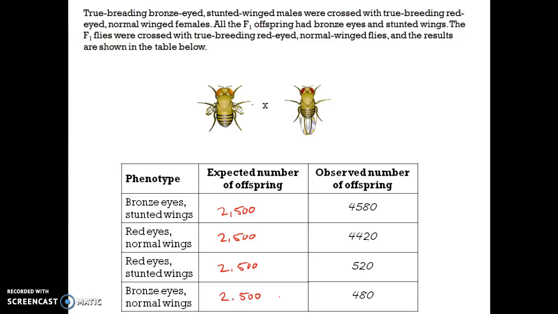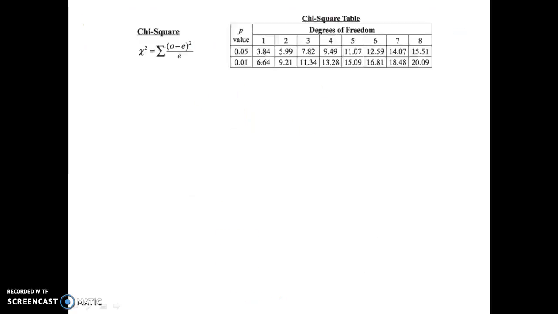Number one, we can actually do a chi-square analysis to prove that our hypothesis should be rejected. So let's do that first. So we're going to do our chi-square analysis. Here we have our equation up here.